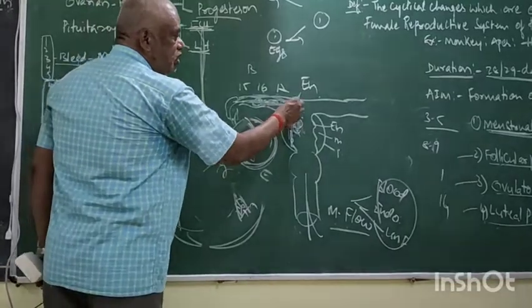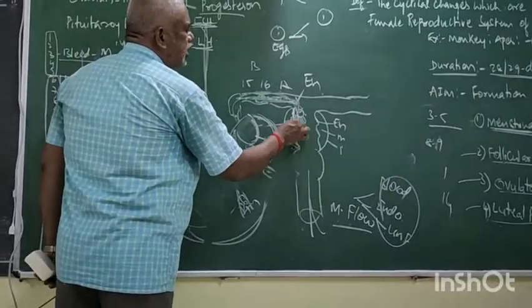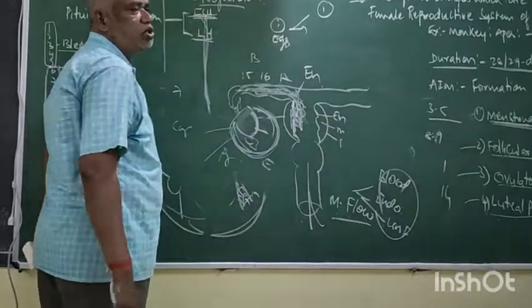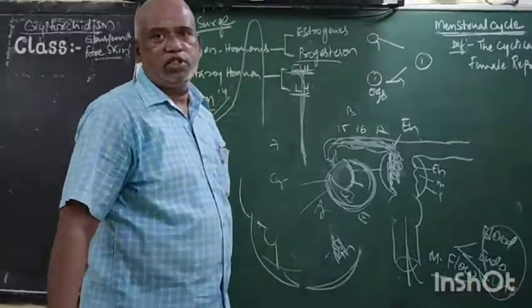Right. Now, after that, 18th, 19th, up to 28 days. This is called the luteal phase. Right? Now, this is about the menstrual cycle. Thank you.